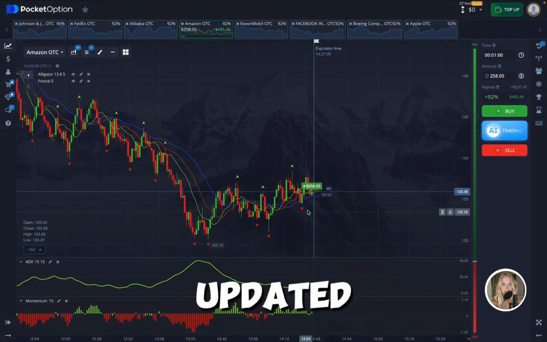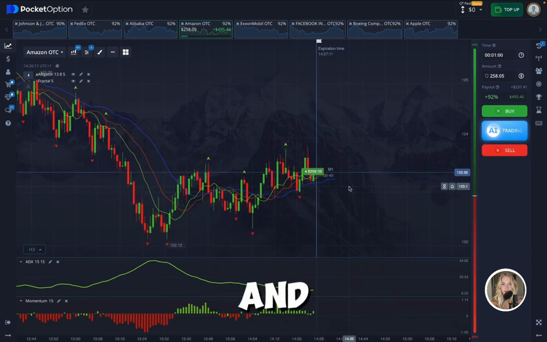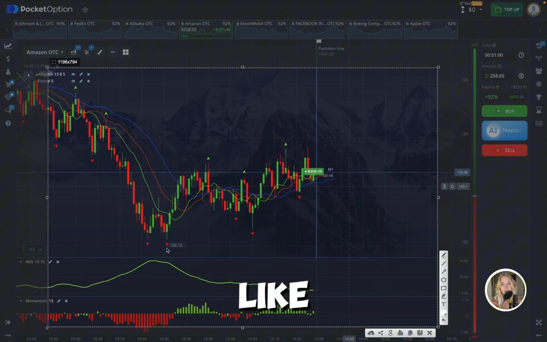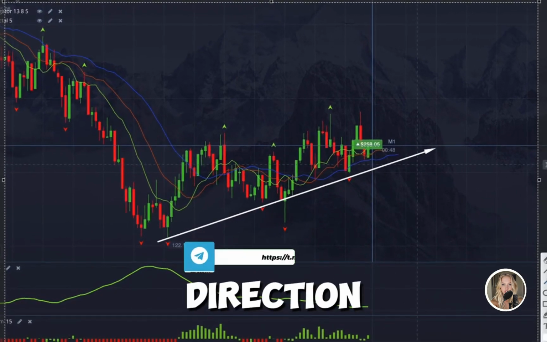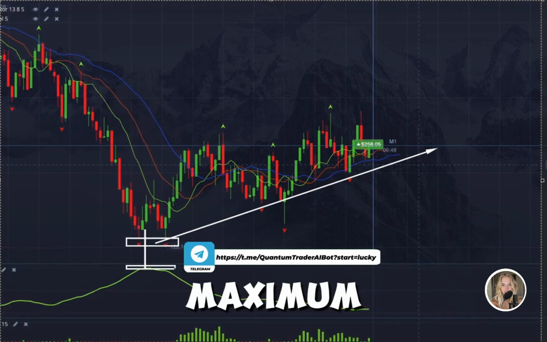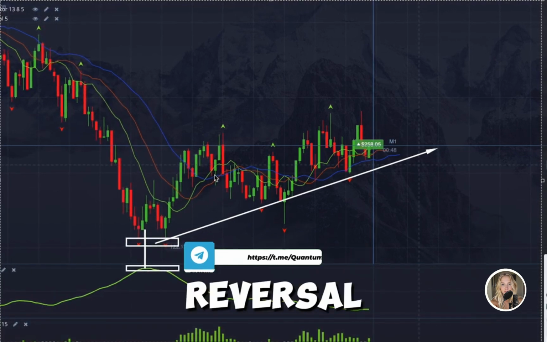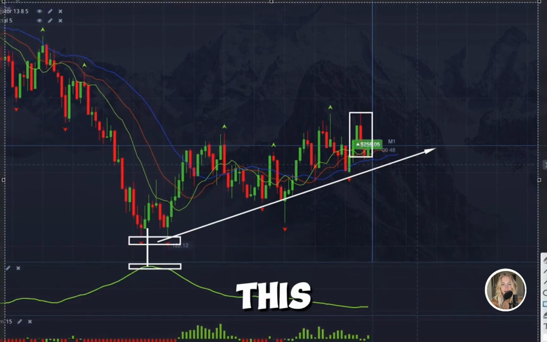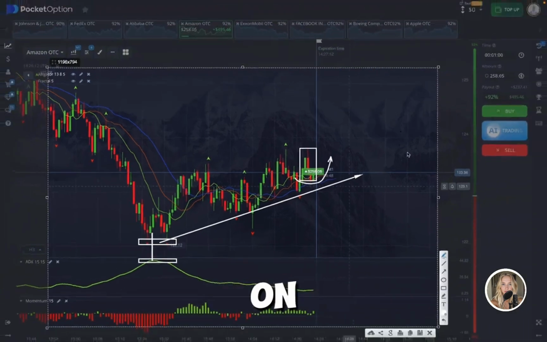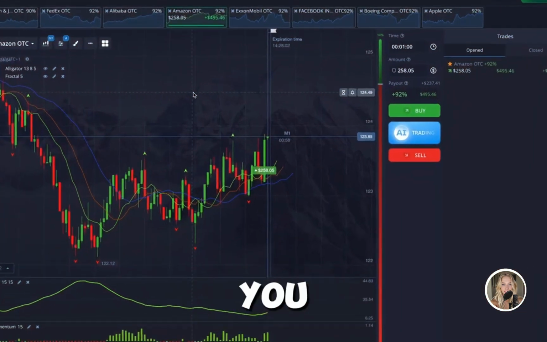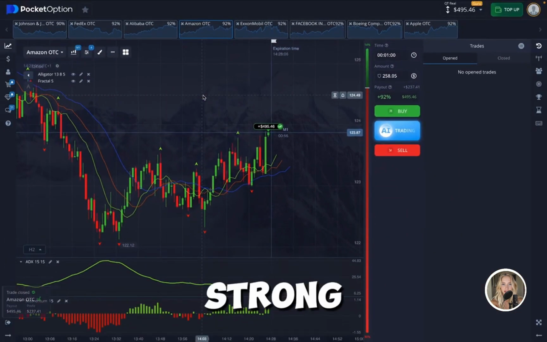We have just updated the structural local minimum, and after this update it becomes clear that we can open a trade just like this, in the upward direction. Just like in the previous trade, ADX reached its maximum and starts to show a reversal in the dynamics. Earlier, it was downward, so after this pullback, we can open a position on the upside. And as you can see, we had a very strong close.